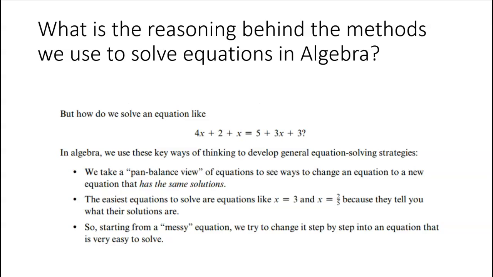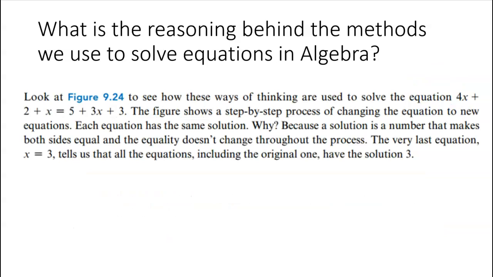So what is the reasoning behind the methods we use to solve? So how do we solve? The pan balance view, a lot of times you're going to see hanger balances as well. So a hanger balance is going to look like this and this, and you're still balancing. And the easiest way to solve equations is like x equals 3 and x equals 2 or 5, because they tell you what the solutions are, but sometimes they get pretty messy. So we're going to actually do a pan balance.